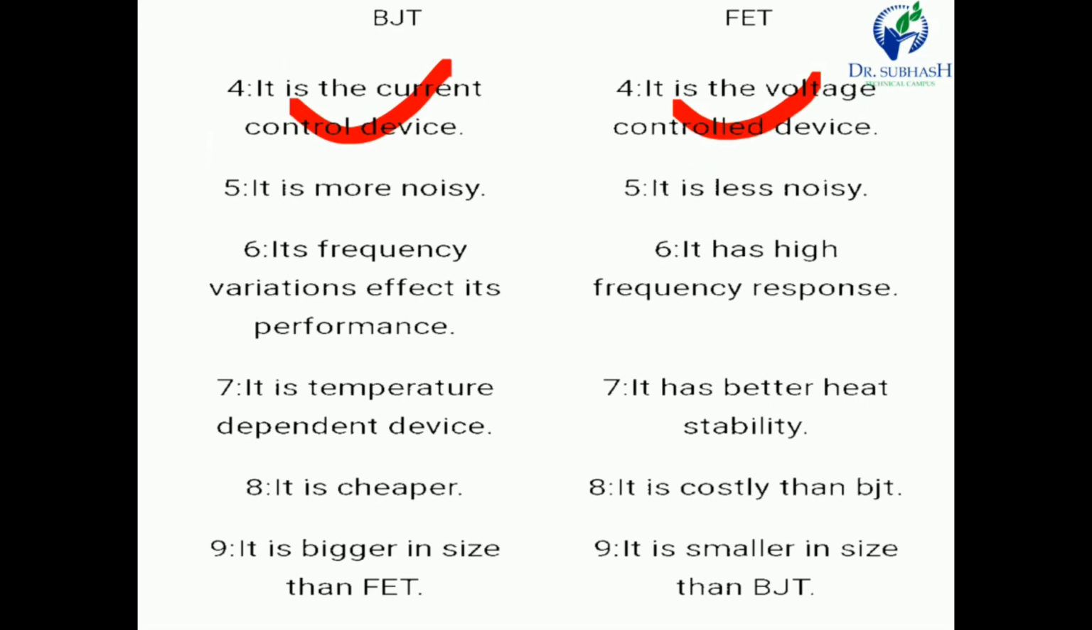Now fifth, BJT is more noisy, which means the noise level of BJT is high compared to the FET. In FET there is less noise. Noise is nothing but one type of unwanted signal. We cannot remove it 100 percent, but we can reduce it. If it is less, then it is good for us.